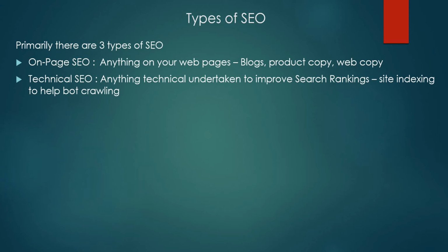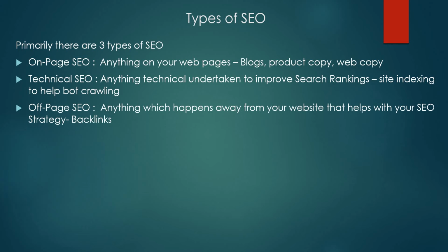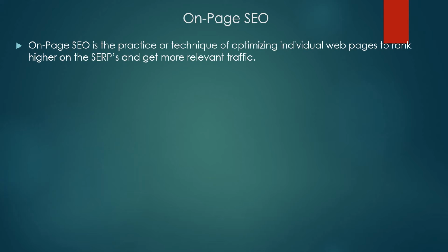The second one is technical SEO. This is anything undertaken to improve search engine rankings, like site indexing to help bot crawling. The third type is off-page SEO. This is anything which happens away from your website or outside your website that helps with your SEO strategy. It also includes backlinks. Alright, so what is on-page SEO? We'll just take a brief detail into each of these types of SEO.